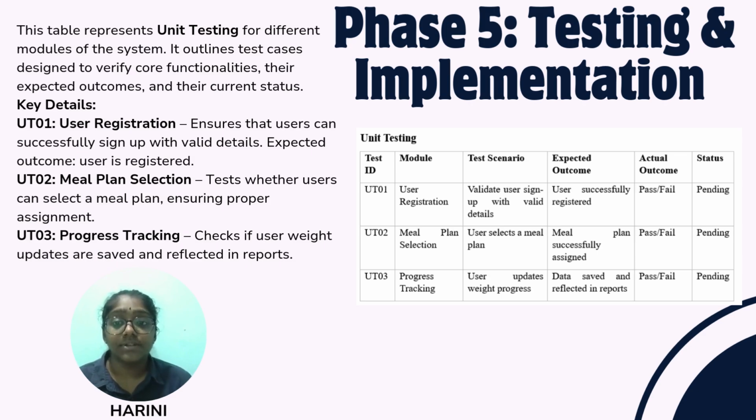The first unit test is user registration, which ensures that users can successfully sign up with valid details. The expected outcome is that the user is registered. The second unit test is meal plan selection, which tests whether users can select a meal plan, ensuring proper assignment. The last unit test is progress tracking. It checks if the user's weight update is reflected in the reports.